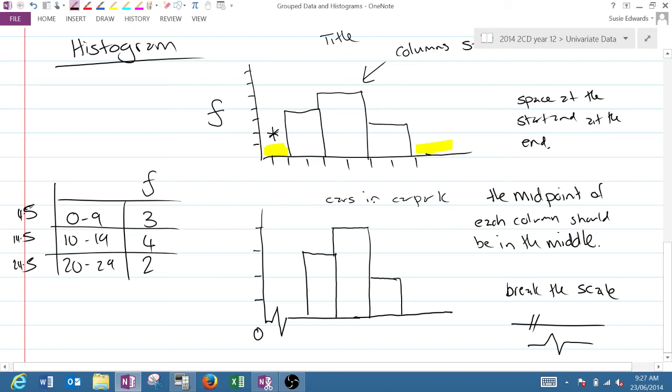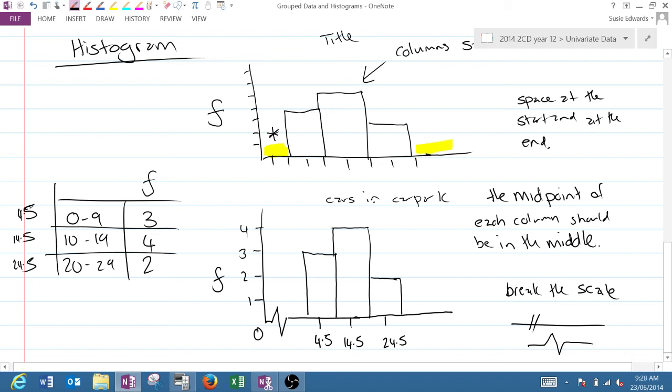Pardon? The midpoint, okay, because at the moment this doesn't tell us any information down the bottom, does it? So the midpoint always has to be in the middle. So I can just go, okay, midpoint of this, 4.5. Midpoint of this, 14.5. Midpoint of this, 24.5. And I'm done. As long as the midpoint's in the middle, we're all okay. And that's a histogram. So as long as your columns are the same width and your midpoint's in the middle, that's the easiest way to draw a histogram.